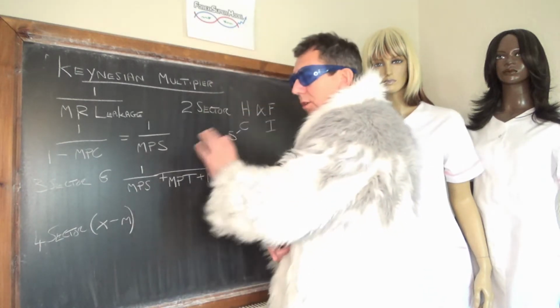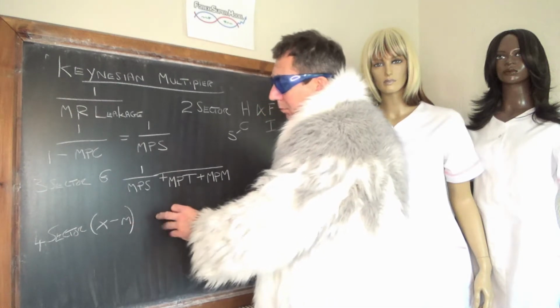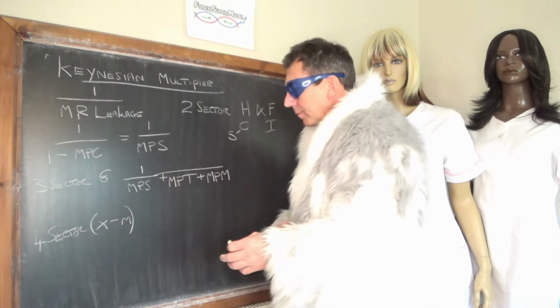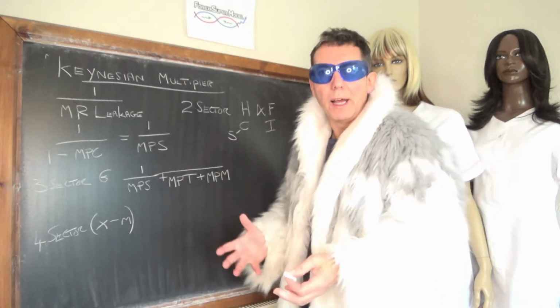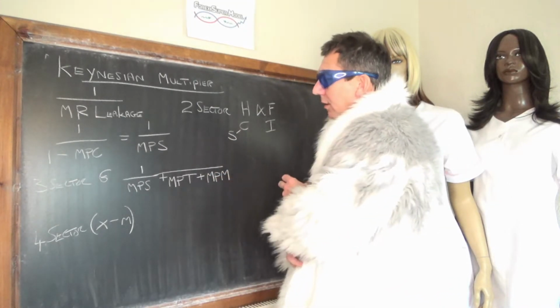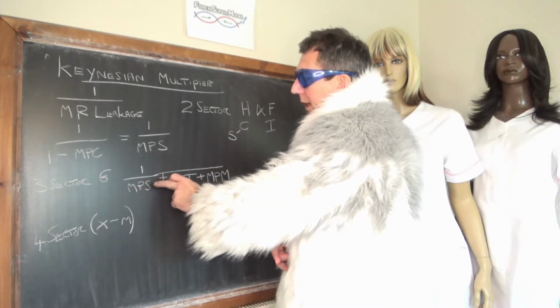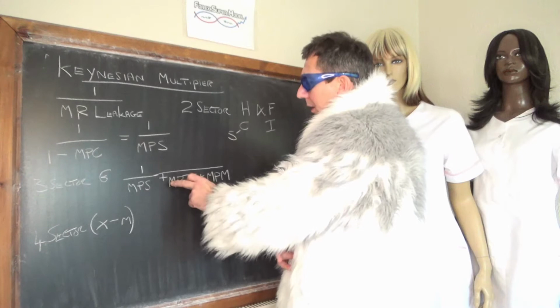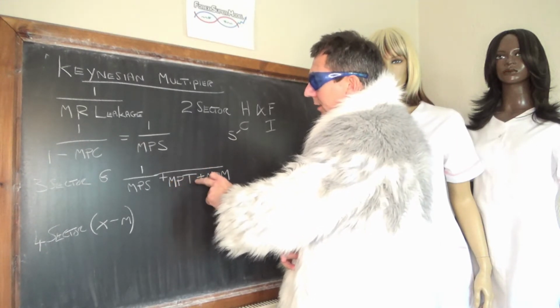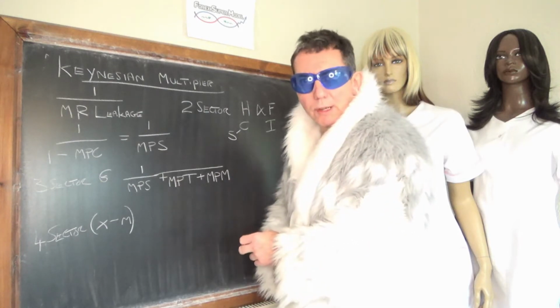And then finally on the fourth sector, so we open it up to the world, we export and we import, X minus M, our leakages are imports in this case, so the marginal propensity to import is relevant. So the full multiplier is the reciprocal, or 1 over MPS, marginal propensity to save, plus MPT, marginal propensity to tax, plus MPM, marginal propensity to import.